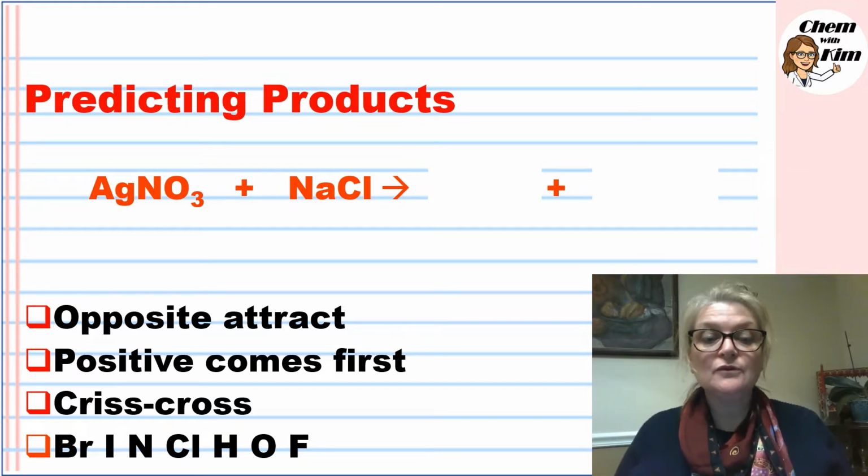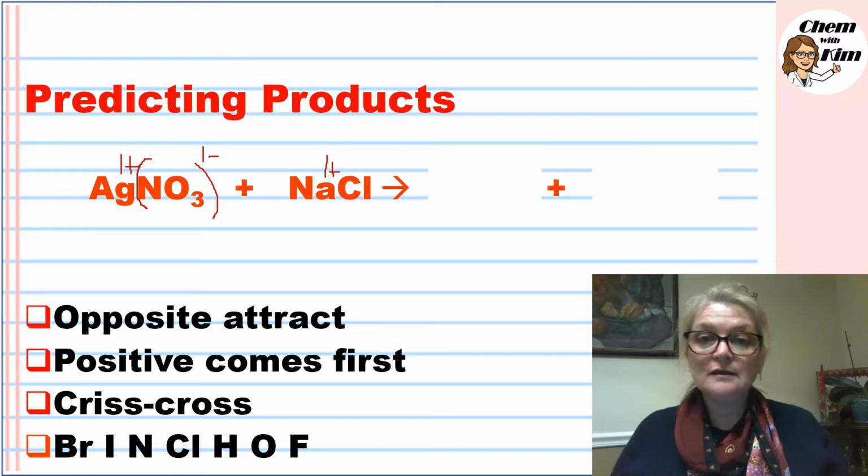We look up silver on the periodic table, and it's a transition element, but this particular one only has 1 charge. It's a +1. The NO3, we should recognize that as a polyatomic ion, the nitrate ion, and it has a charge of -1. Sodium, we look on the periodic table, it's an alkali metal in group 1, so it's going to have a charge of +1. And then chlorine is a halogen, so it's going to have a charge of -1.